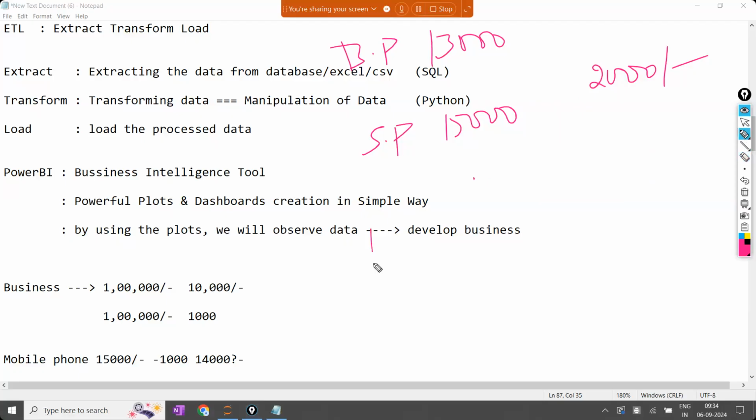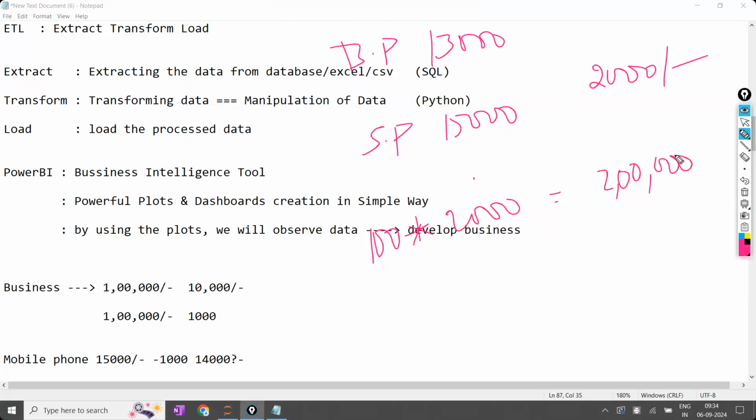Around 100 people are purchasing at non-offer time. 100 into 2,000 is 2 lakhs. We are making a profit of 2 lakhs at non-offer time. By giving an additional 1,000 rupees offer, instead of 100 people, we'll get 200 people. We'll try to increase our customer database. You are thinking the profit amount will be less, but you are not checking the customer database. Now customers will be more.